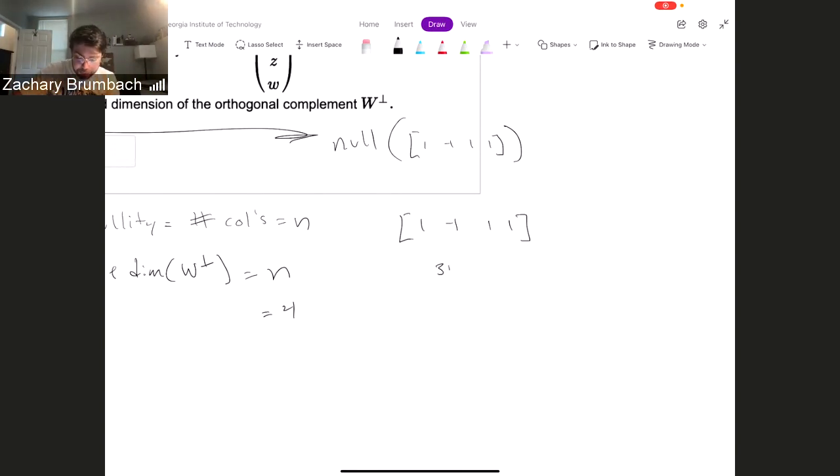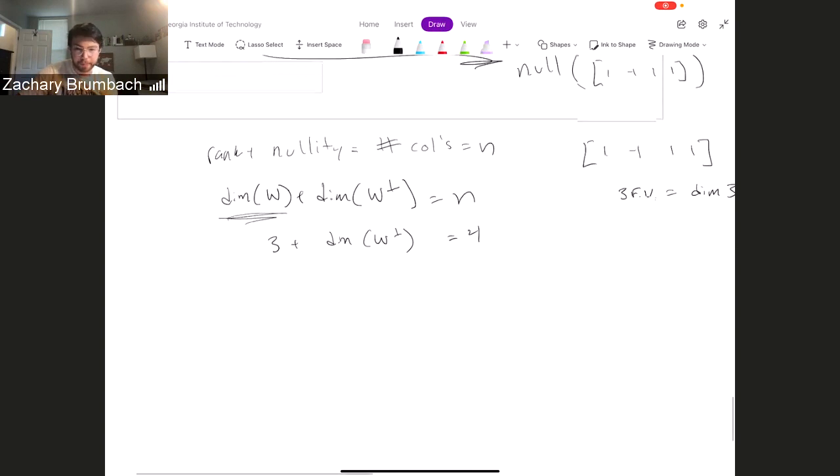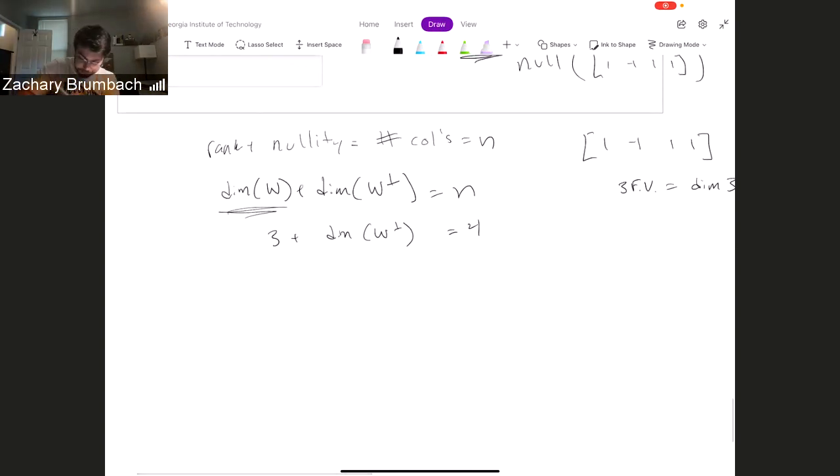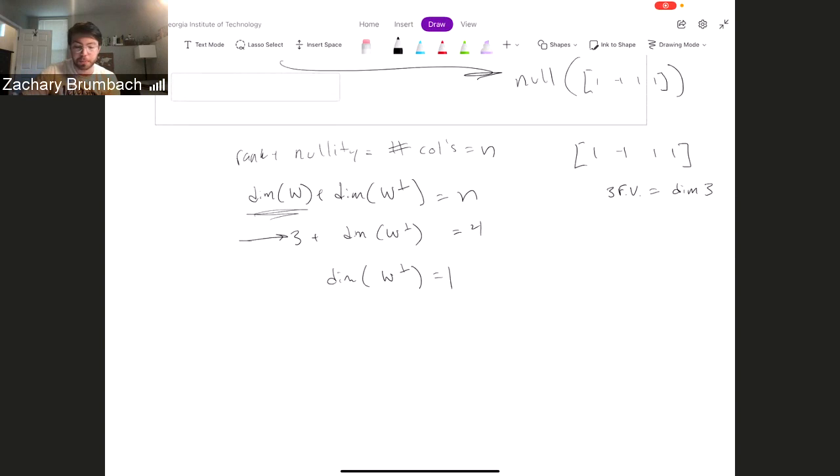Yeah, so this has 3 free variables, which means it has a dimension of 3 for the null space, okay? So now we have 3 plus the dimension of W perp equals 4. So I hope at this point in your academic career you can solve this equation. So the dimension of W perp equals 1. Okay, getting here is the hard part. Once you're here, it should be pretty easy. I hope. Yep, so that one is 1.